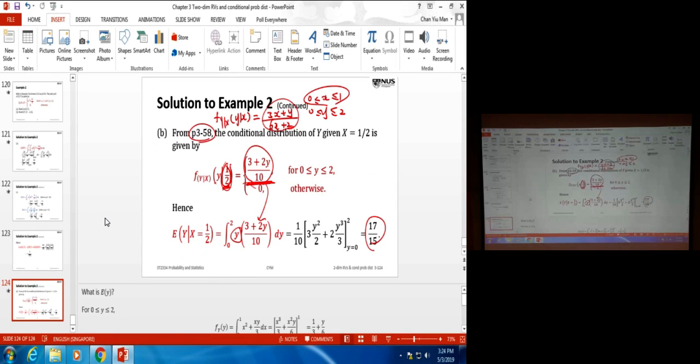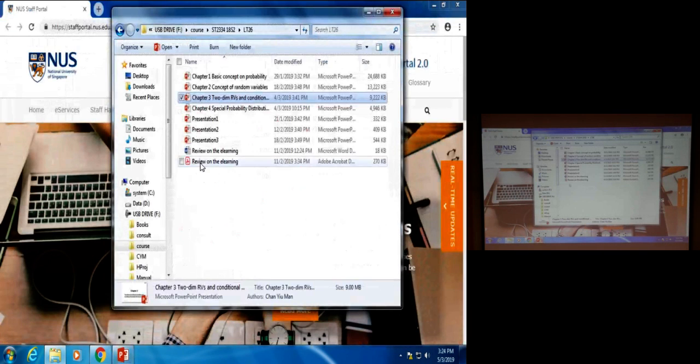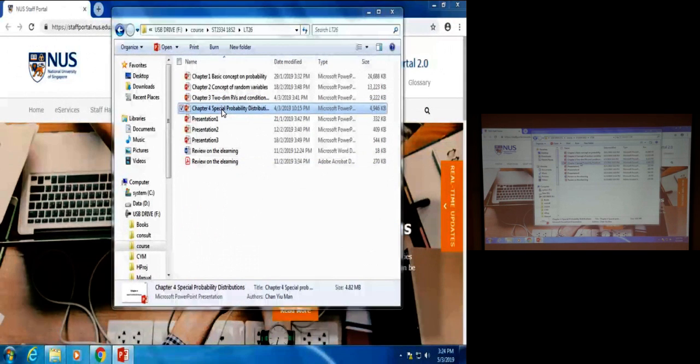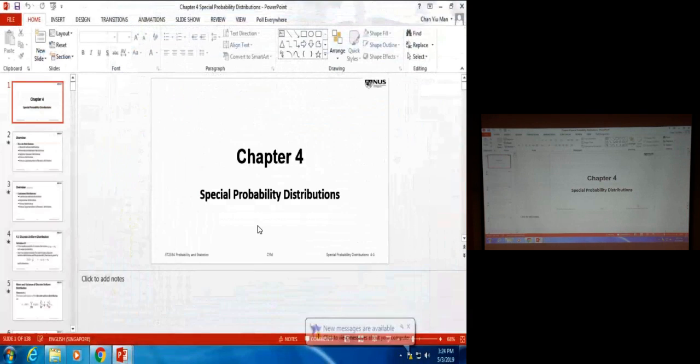So we finished chapter 3. Chapter 4. Do you have the notes for chapter 4? From chapter 4 on, special probability distributions. We discussed random variables, and we discussed joint distributions of random variables. We represent them by f of x, f of y, or f of x y, basically a function.